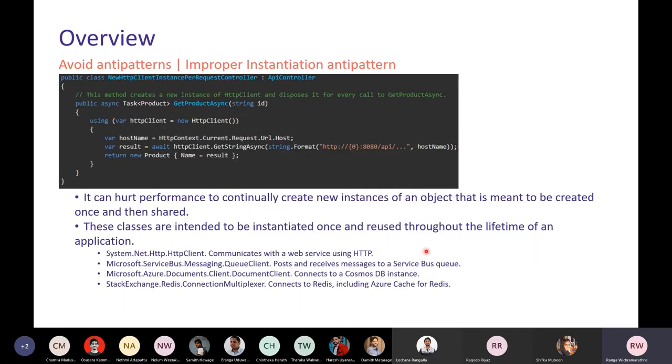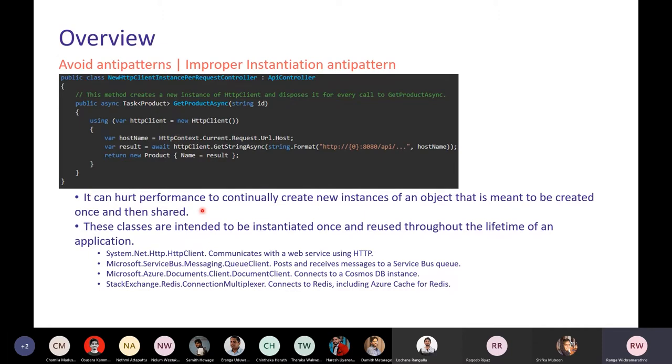So let's talk about the improper instantiation anti-pattern. This is something we tend to do because usings are pretty good at disposing the elements inside, so we create objects as we need them and do the work. But just to be advised, classes like HttpClient, QueueClient, DocumentClient, and connection multiplexers are not meant to be instantiated like this. Those are meant to be created once and then shared across scope.